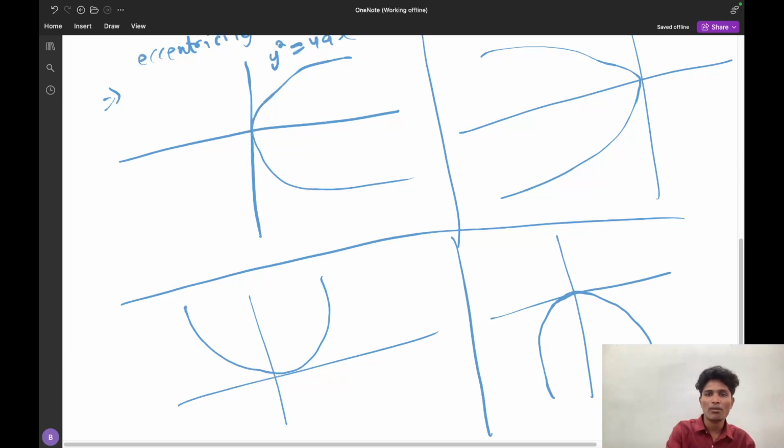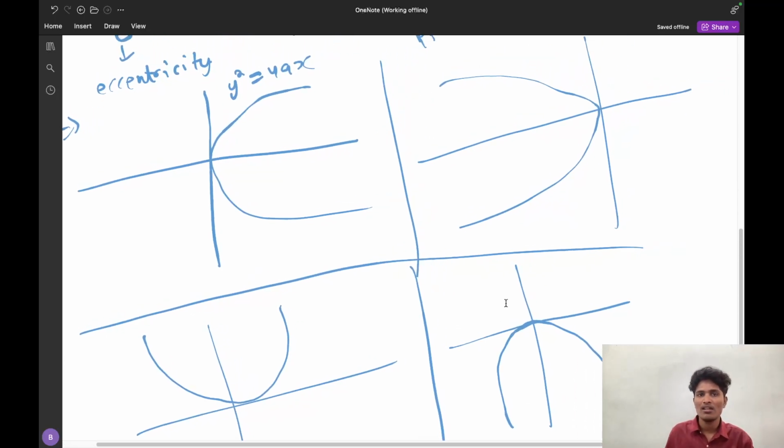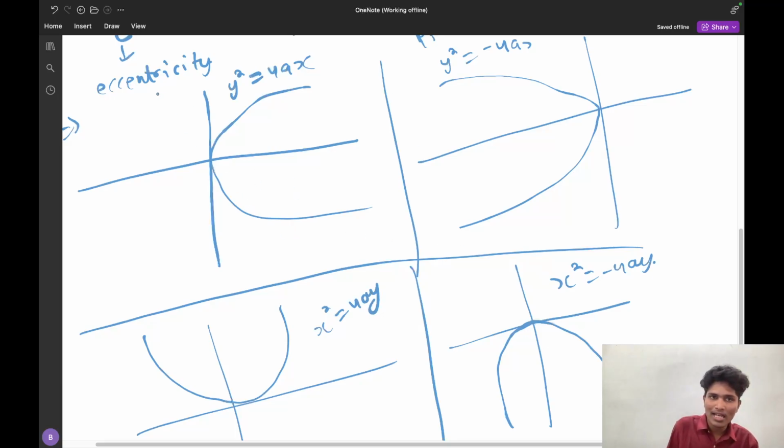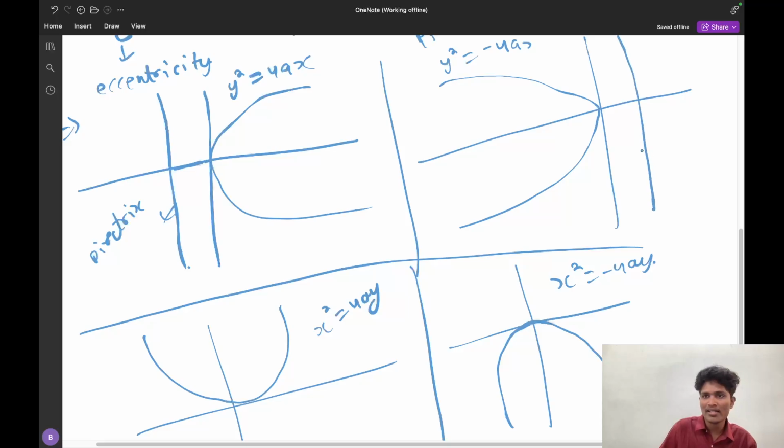If you observe carefully, what is the main difference here? This is y square equal to 4ax, this is y square equal to minus 4ax, this one is x square equal to 4ay, and this one is x square equal to minus 4ay. For this parabola, I will discuss here only. This line, it is called the directrix. Here this line is called the directrix.